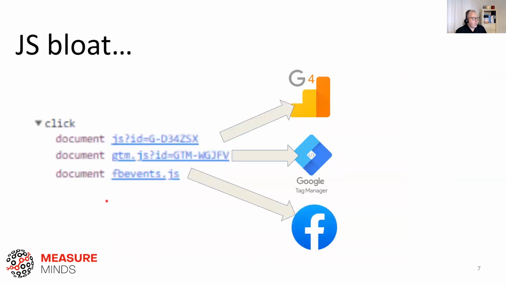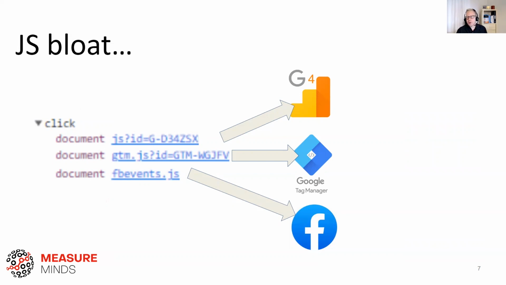Here's a good example of the problem. We've got a click listener, and we've got a GTM listener attached to that, a Facebook event attached, and also a GA4 event attached. So in effect, three things are all listening for the same bit of information, and that's not great.